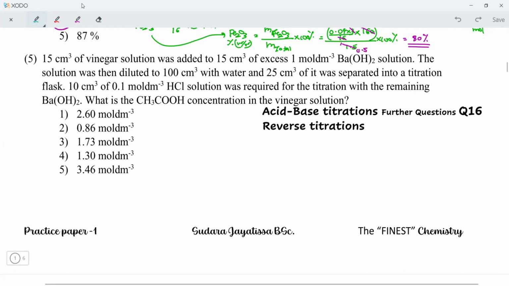So let's put a small diagram in order to understand this one. First, you are having 15 cubic centimeters of acetic acid or vinegar, and then you are adding another 15 cubic centimeters. Now the volume doesn't matter. Actually the concentration is a little bit high. They are telling it, however. So then we know that since this is excess, all the acetic acid will be reacting and some amount of barium hydroxide is remaining. Ba(OH)2 is remaining.